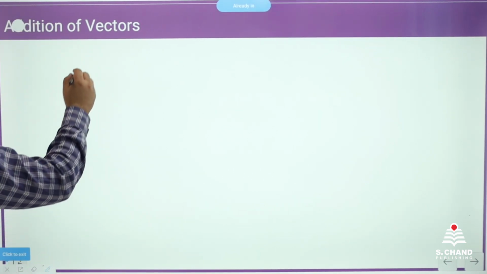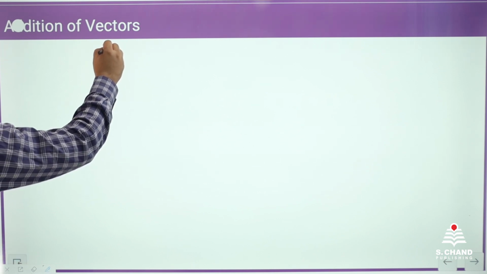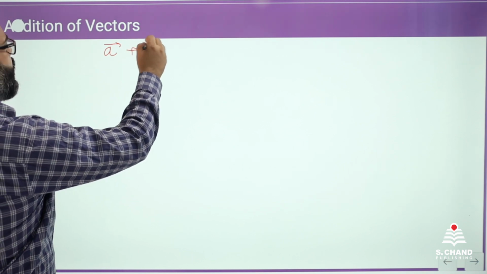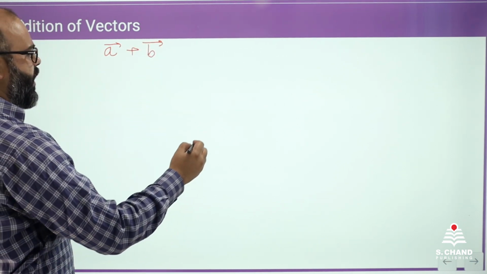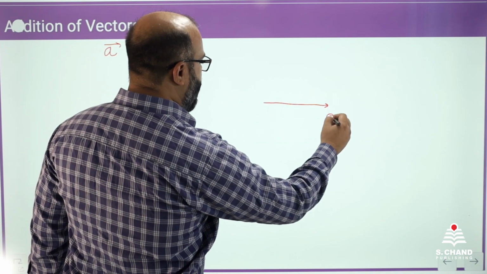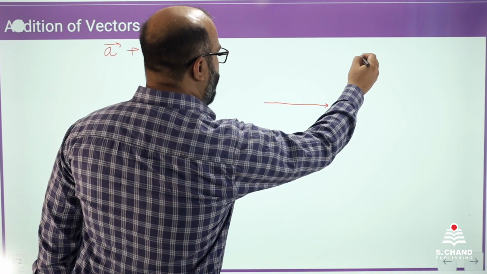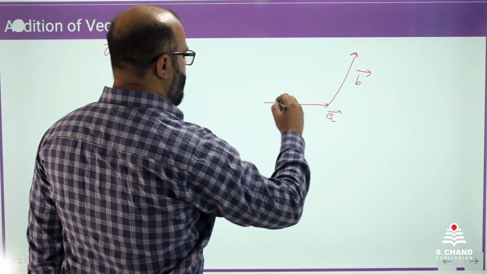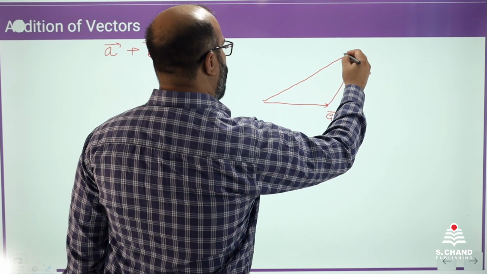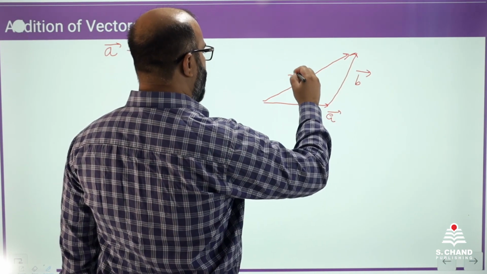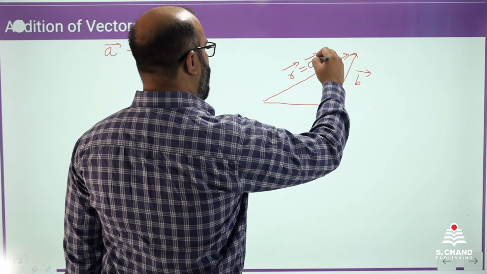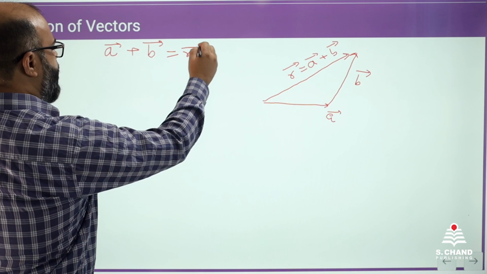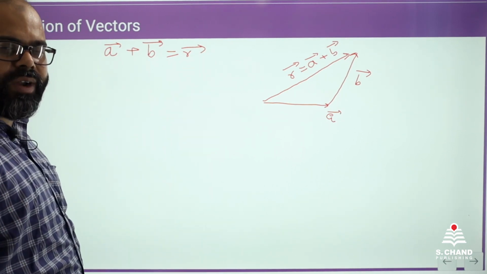Let us see. First of all, in addition of vectors, a vector A which is added to a vector B is actually a resultant vector. So this is a vector A, and on the head of the vector A, the tail of the vector B is being placed, and then there is a resultant vector from the tail of the A to the head of the B. So this resultant vector is actually A plus B vector. So this is first we have to understand. This is also called triangle law of addition of vectors.